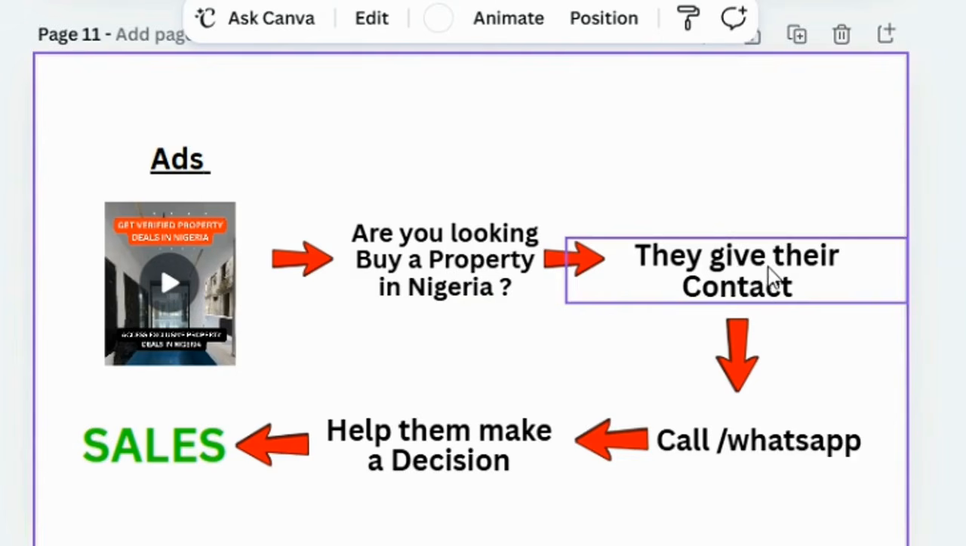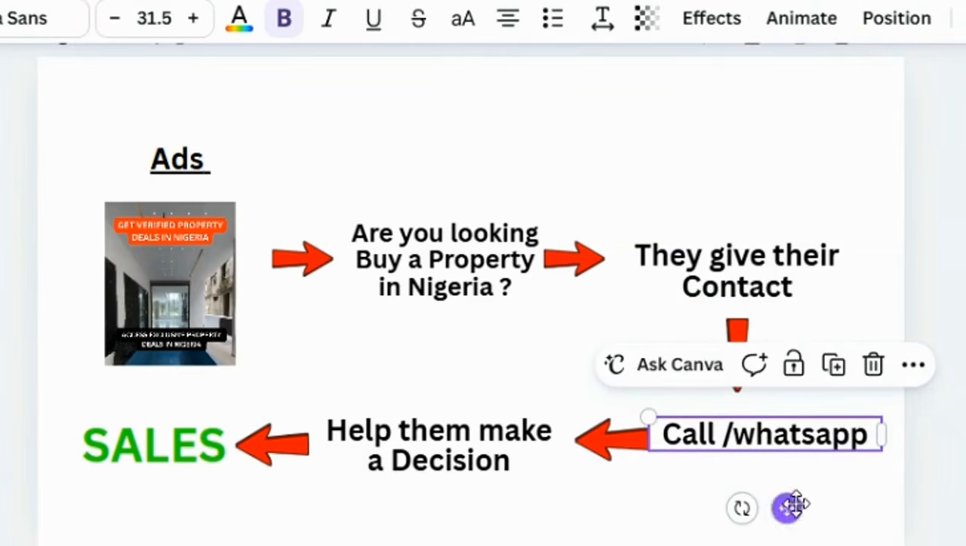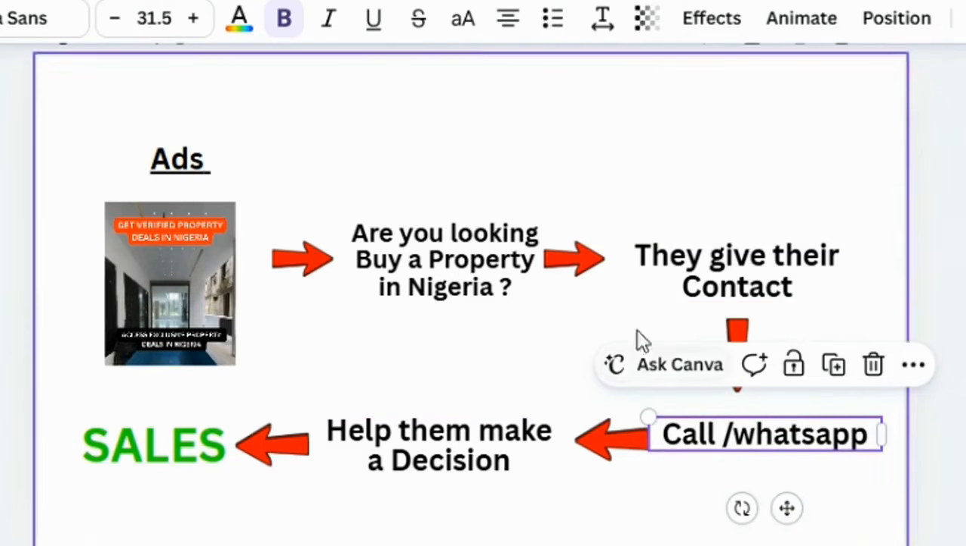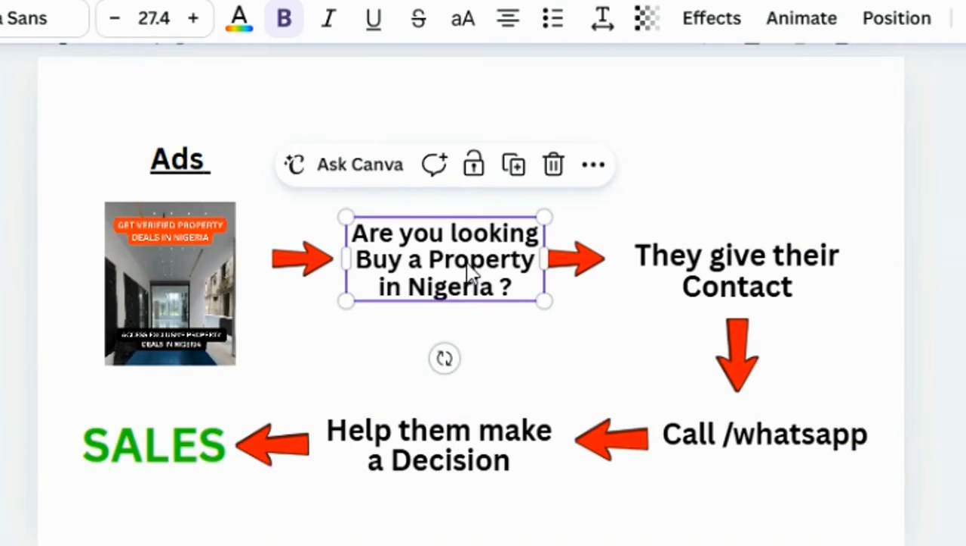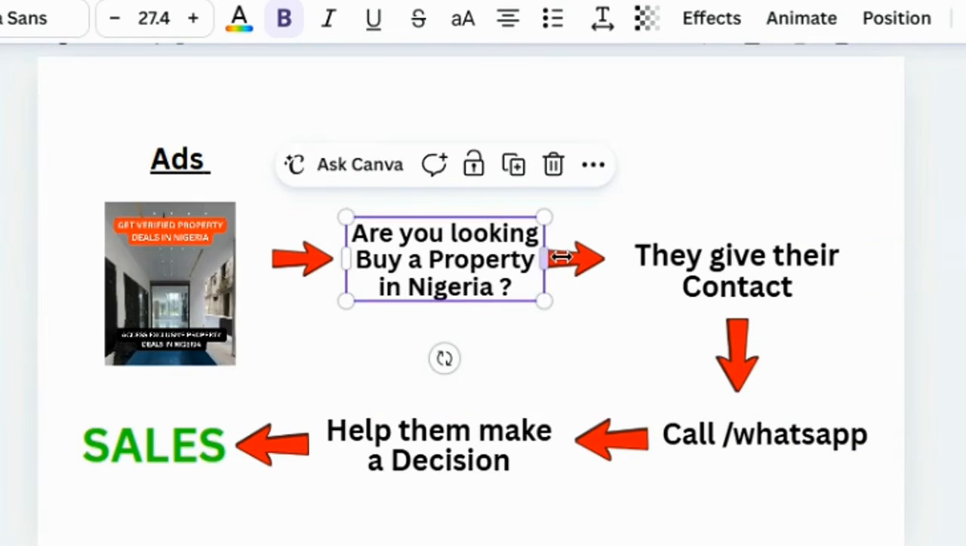That is where they will be contacted. That is where you will contact them, which leads them to this. Based on their response, you have to contact them based on that response.